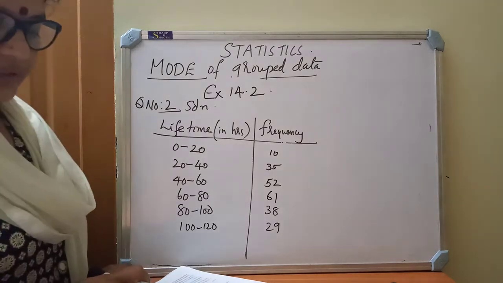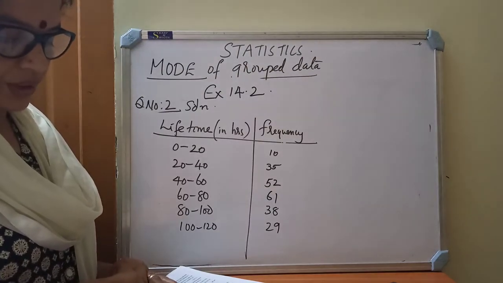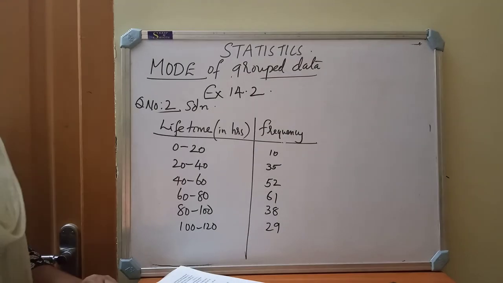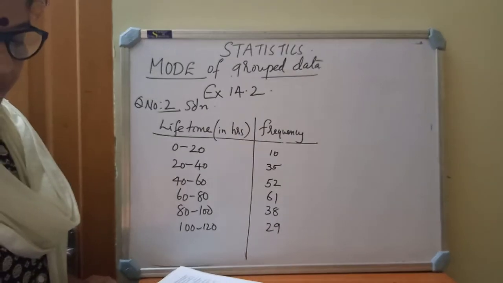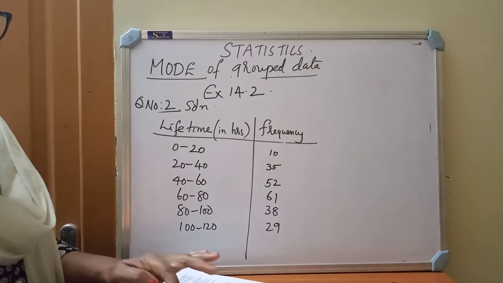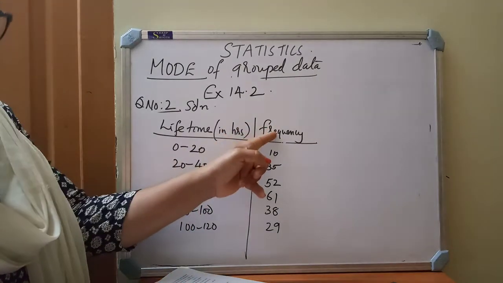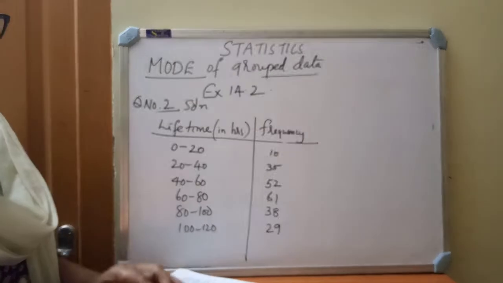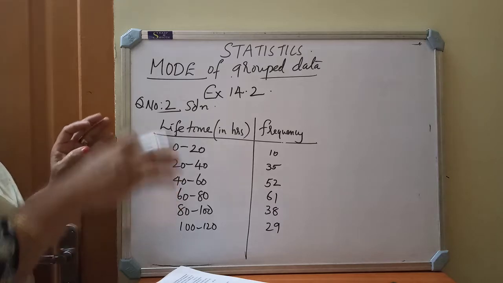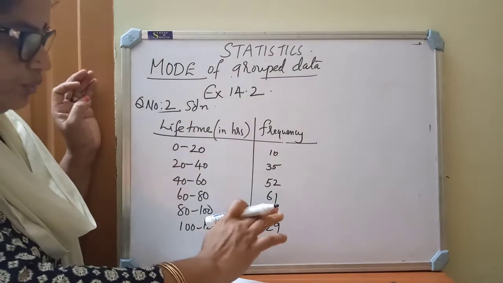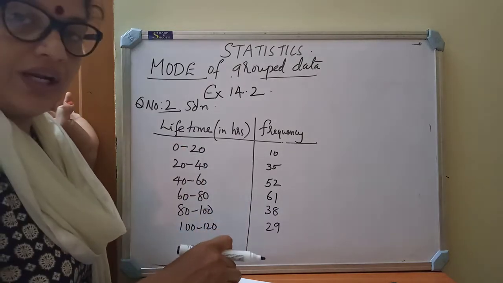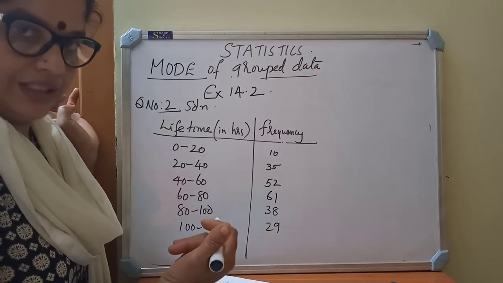See, children, exercise 14.2, question number 2. The following data gives the information on the observed lifetimes in hours of 225 electrical components. They are given the lifetime in hours and frequency. They ask you to find the modal lifetime of the component. For finding the mode, first you see the frequencies. First we must see the modal class, then only you will get the lower limit of the modal class.